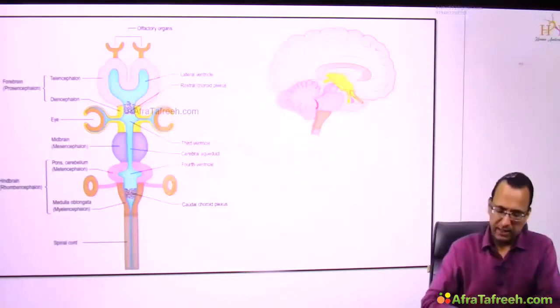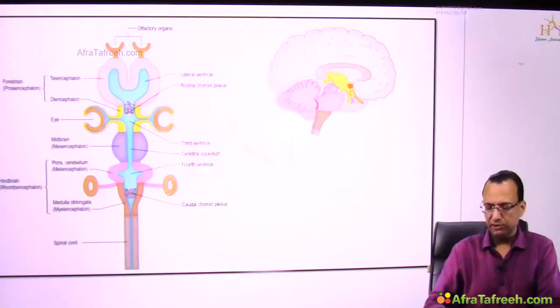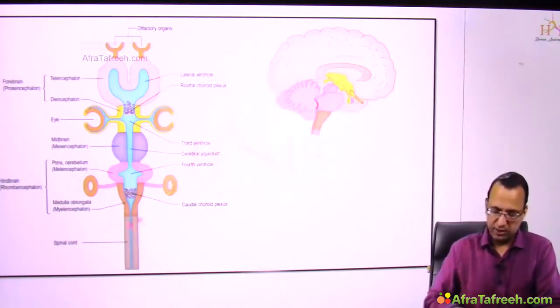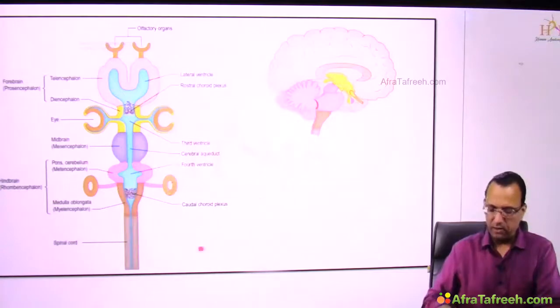And you will see that this telencephalon was forming the cerebrum. This is the cerebrum. The diencephalon, the yellow color, was forming the thalamus. This is the midbrain, mesencephalon. That is the pontocerebellum, the metencephalon. That is the myelencephalon, medulla oblongata, continuing inferiorly as the spinal cord. That is the spinal cord.